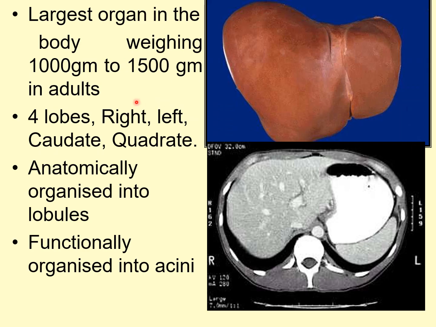As I told you, this is the largest organ of our body. It weighs about 1000 to 1500 gram in an adult, and the right, left and quadrate lobes of the liver are divided by the falciform ligament. Anatomically the liver is organized into various lobules, and functionally it is organized into many acini. We will discuss what the lobule is and what the acinus is.